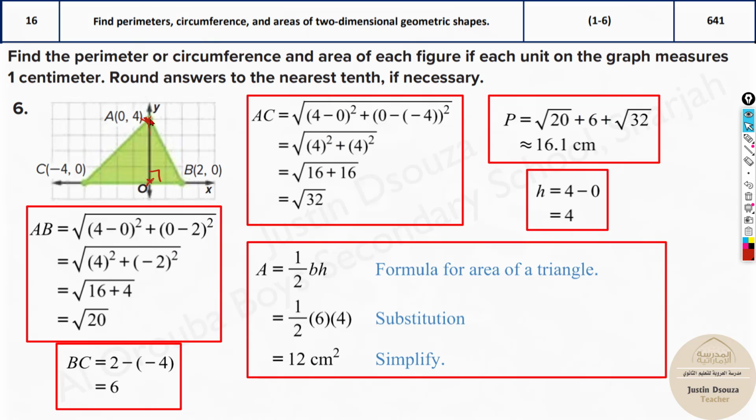And over here, you can find the distance from here, or you can just count it out 1, 2, 3, 4. And over here it was 6. That's the area. That is the last problem in the question number 16.